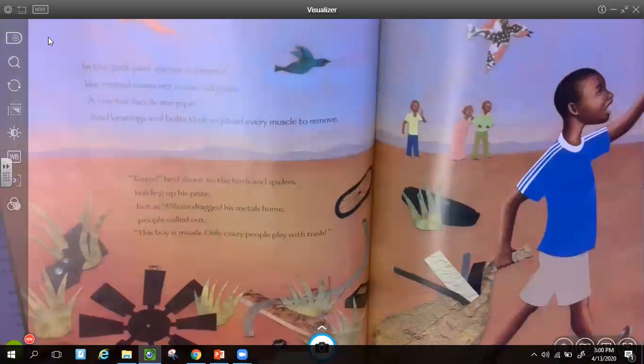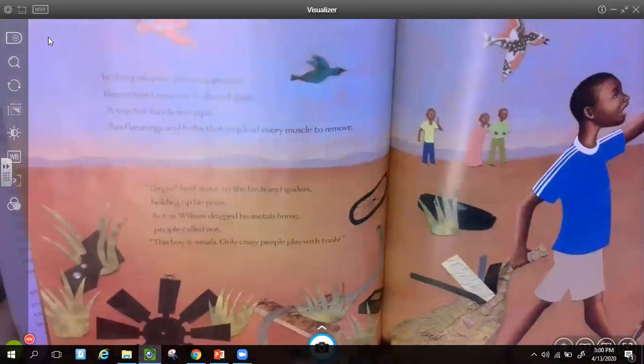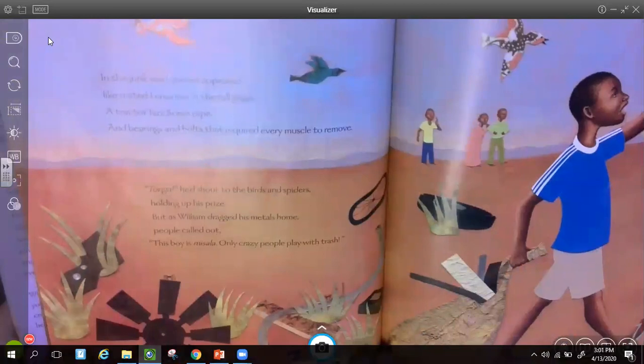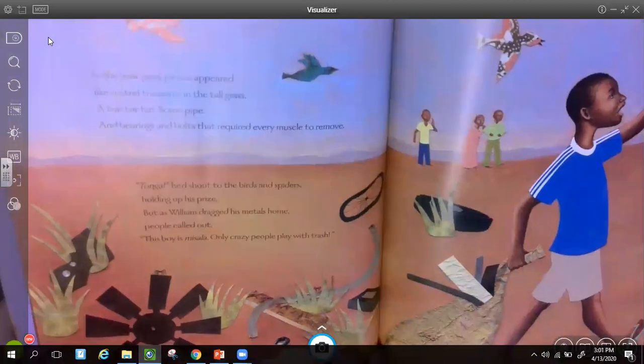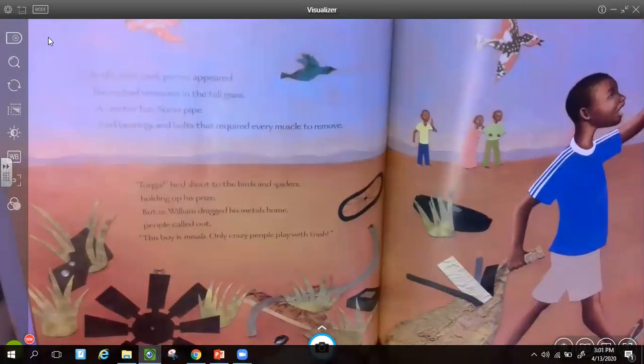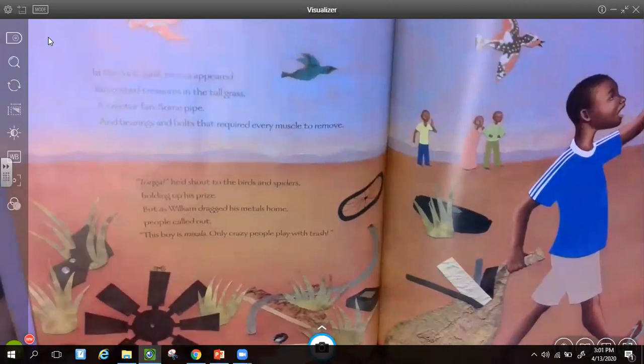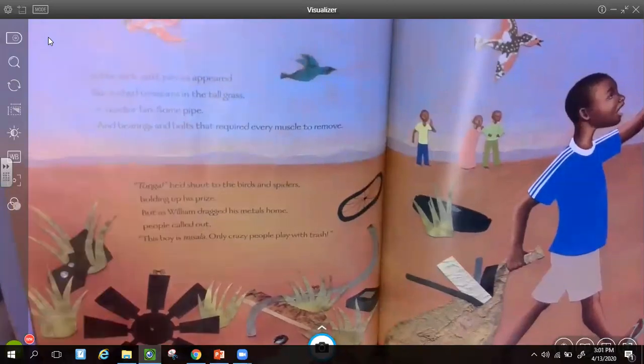In the junkyard, pieces appeared like rusted treasures in the tall grass. A tractor fan, some pipe, and bearings and bolts that required every muscle to remove. "Tonga!" he'd shout to the birds and spiders, holding up his prize. But as William dragged his metals home, people called out, "This boy is Masala. Only crazy people play with trash."